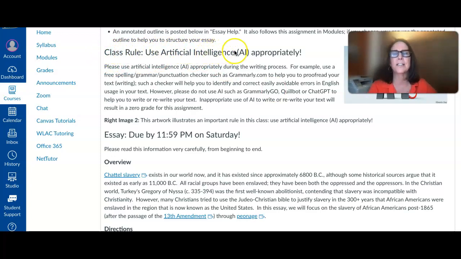Use artificial intelligence, AI, appropriately, which means that, yes, use Grammarly.com, use a basic spell, grammar, punctuation checker to help you to identify and correct easily avoidable errors, but please do not use AI such as Grammarly Go, Quillbot, or ChatGPT, which will write or rewrite your text for you. If you do so, I cannot do my job as your teacher guide, which is to help you to build, to strengthen your writing skills.